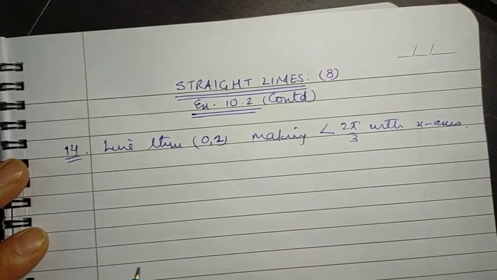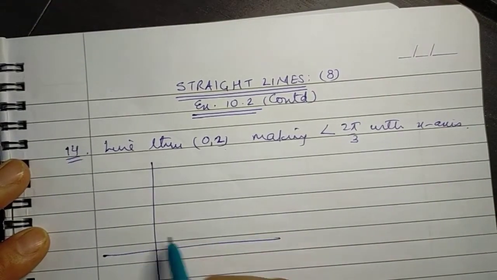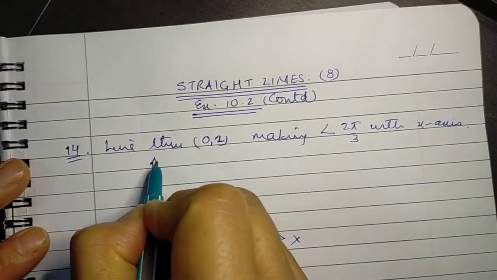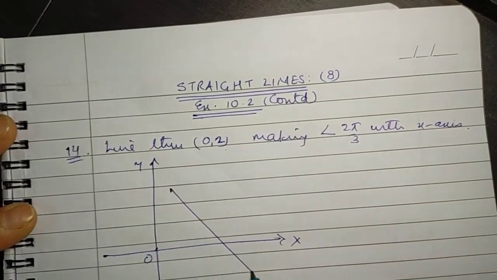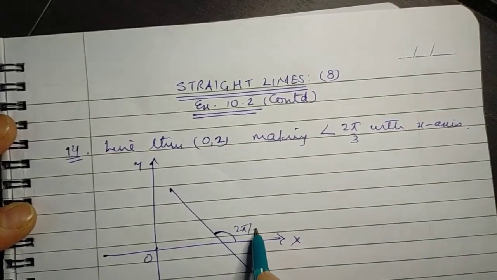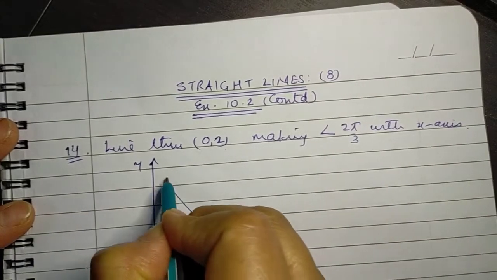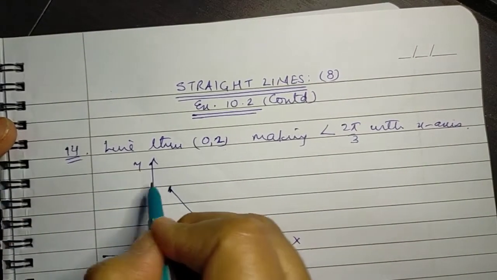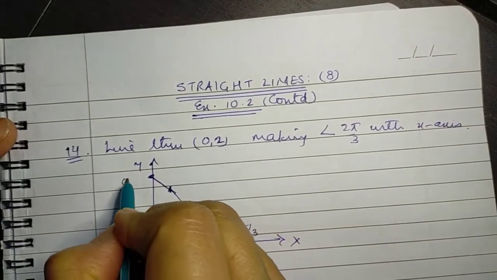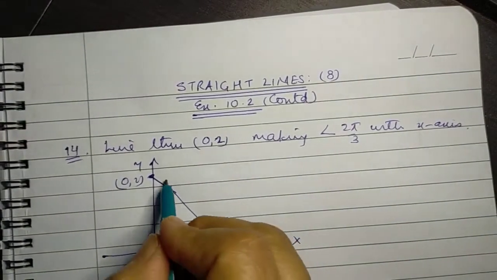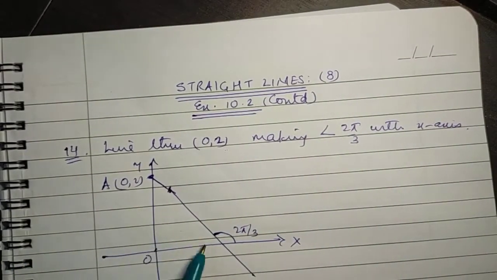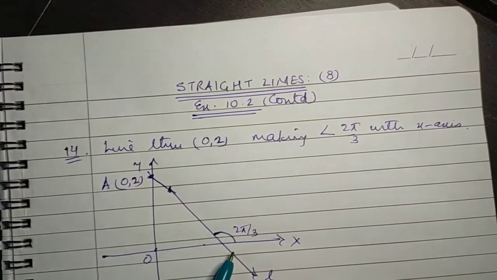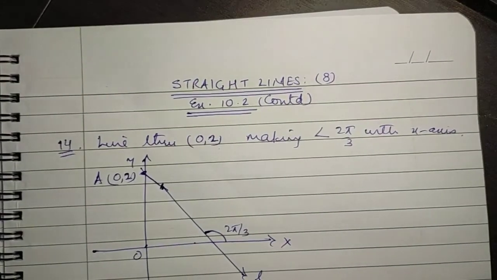So we just draw a rough sketch. This is the origin, this is x, this is y, and we are required to find this angle, which would be 2 pi by 3. This point is (0, 2). Let's call this A. We are required to find the equation of the line L through the point (0, 2), making an angle 2 pi by 3.